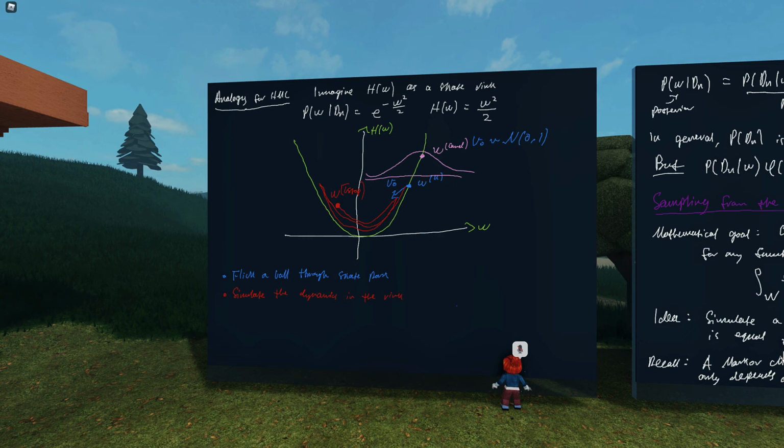Metropolis Hastings is really just the starting point. There are potentially versions of Metropolis Hastings which are more sophisticated than what I outlined, that are different to Hamiltonian Monte Carlo and potentially better in some other ways. But in general, Hamiltonian Monte Carlo is still essentially the most widely used one.